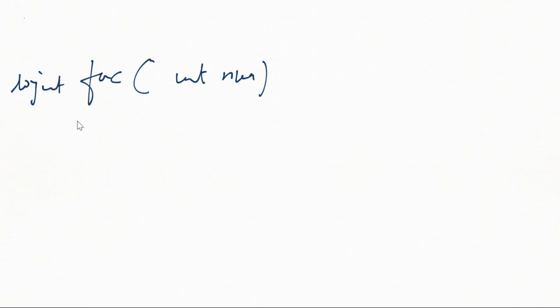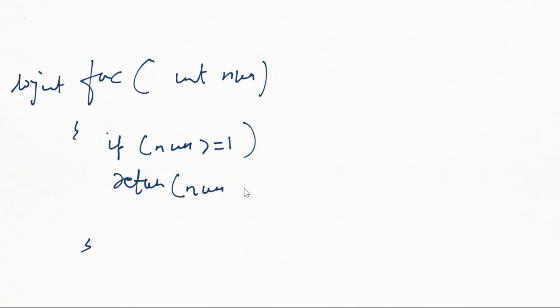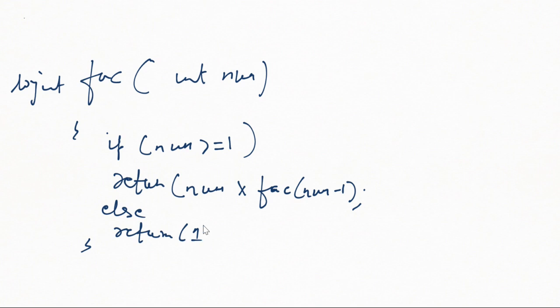So this was the function, and what we wrote was, if num is greater than or equal to 1, it should return num multiplied by factorial of, or rather the name of the function, num minus 1, else return 1. So this was the main logic. Let us trace this logic.